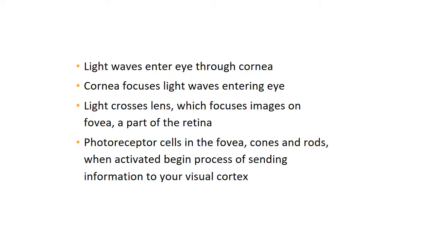So just to recap, the light waves enter the eye through the cornea. The cornea focuses light waves entering the eye. The light crosses the lens, which comes in through the pupil, then it crosses the lens, which focuses the image on the fovea, which is a part of the retina. Photoreceptor cells in the fovea, called cones and rods, when activated, begin the process of sending that information up to your visual cortex.